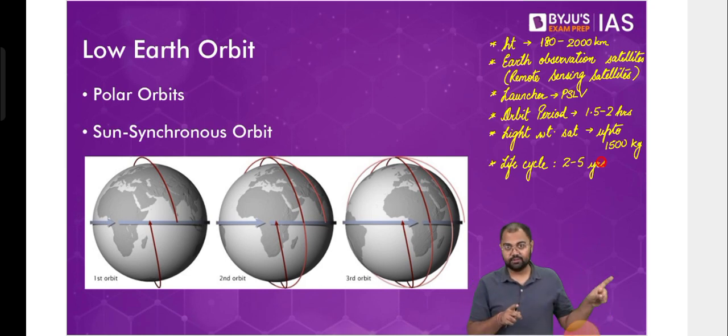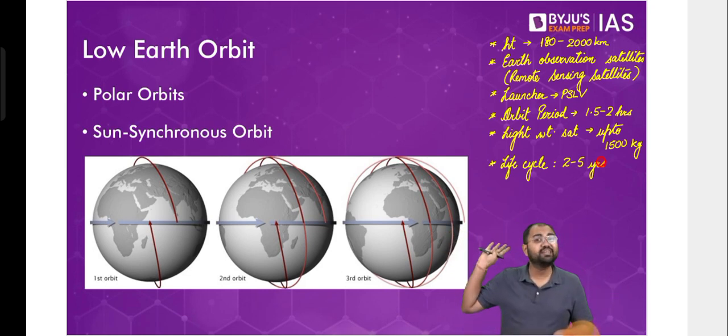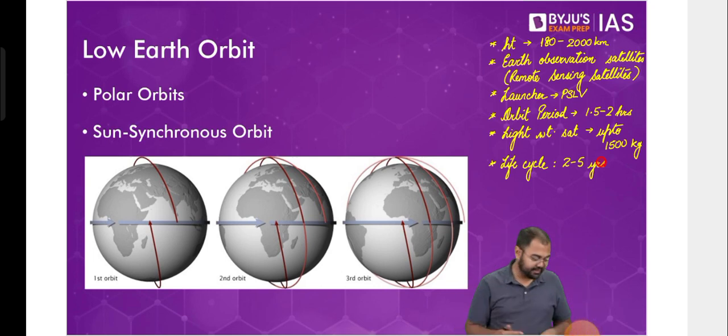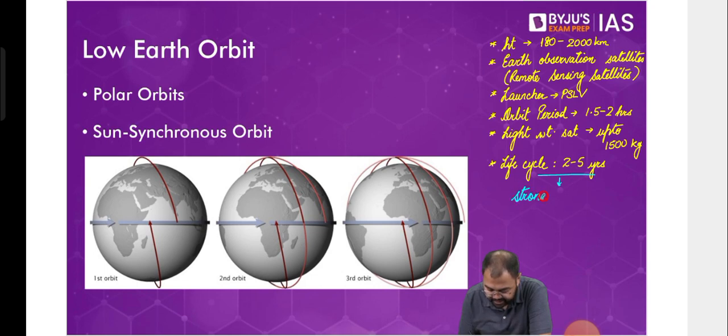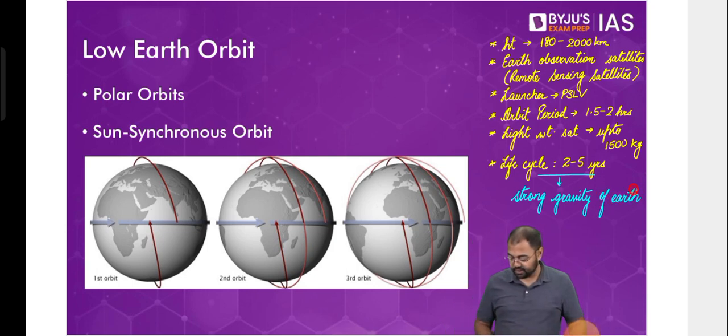As compared to that, when it comes to the high Earth orbit, the satellites there very easily remain operational for like 15 years, or sometimes even 20 years. So that's why life cycle is less here. We see that it's just 2 to 5 years, and this is mainly because they feel the strong gravity of the Earth. Strong gravity of the Earth becomes the reason why they are not functional for very long.